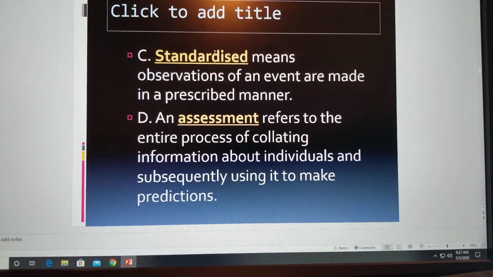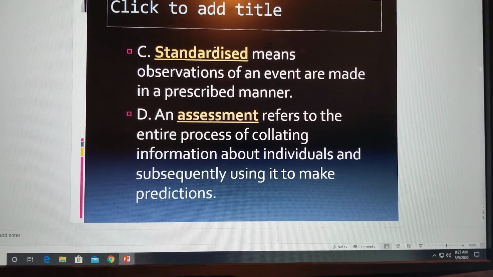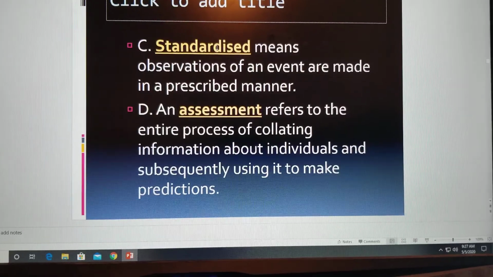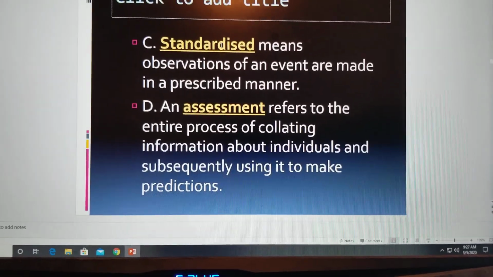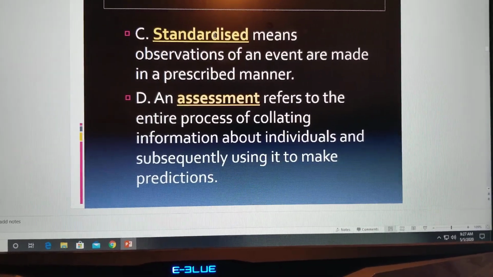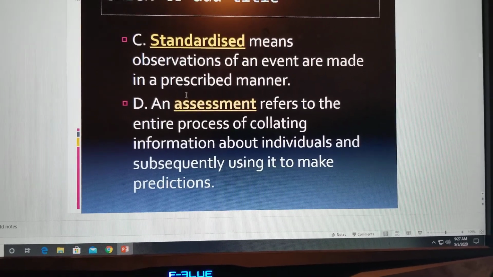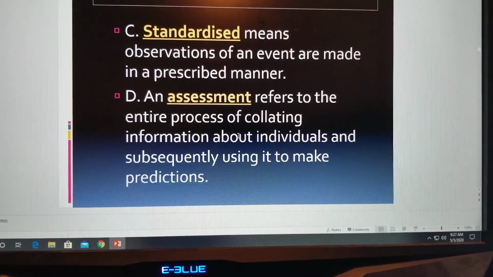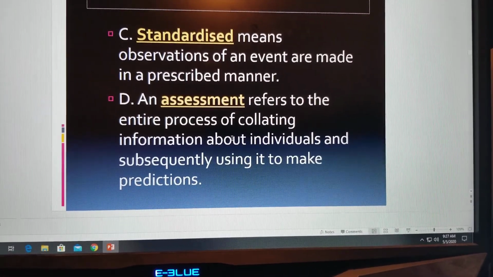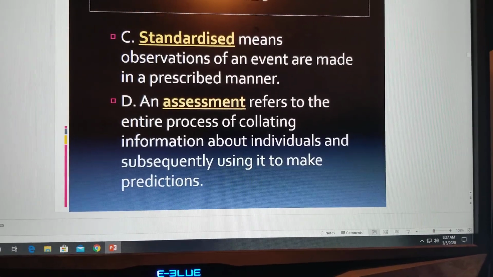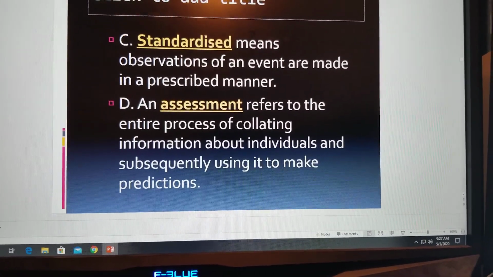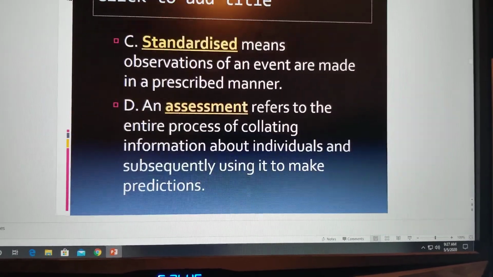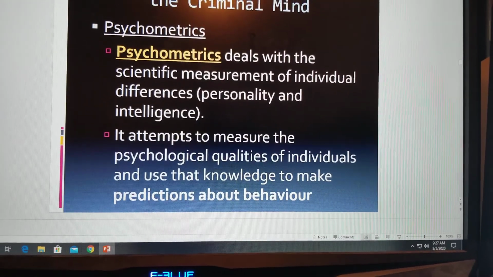Standardized means that it is given in a prescribed way. Kind of like the ACT test. Set instructions, set amount of time. It's the exact same for everybody. And then finally, the assessment. That's the entire process of giving, analyzing, collecting, and using that information to make accurate predictions. So those are your 4 rules that govern a psychometric test.